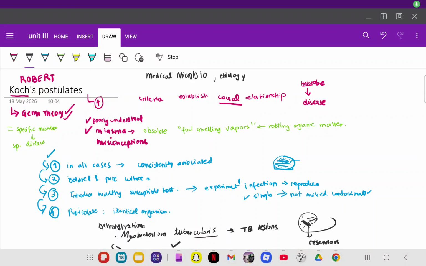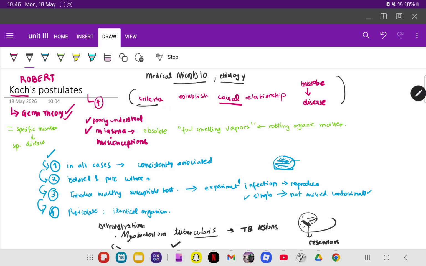Study Koch's postulates. This was given by Robert Koch, right? Named, obviously, as usual, after the person of science. This is of great importance in medical microbiology and in advancements in understanding the etiology. You'll understand what etiology is, because this is basically what it is. There are actually 4 postulates described below here.